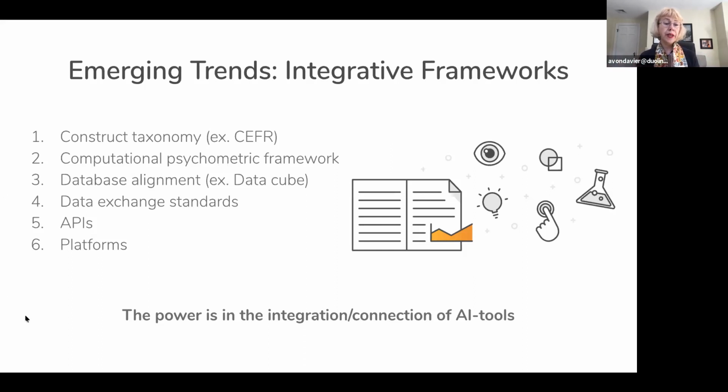Another way of looking at integrative frameworks is to think of database alignment. How should the databases be aligned, with a schema for data collection and applications, so that we can extract information in real time, process it in real time, and evaluate it in real time. And then there are other things that are necessary, often to interact with others. So data exchange standards is one of these frameworks. APIs and platforms. Obviously, platforms are key for most of these computer-based assessments.